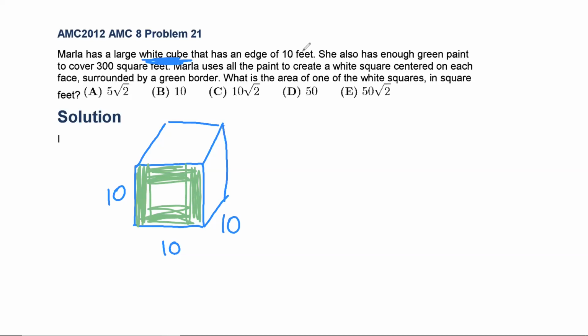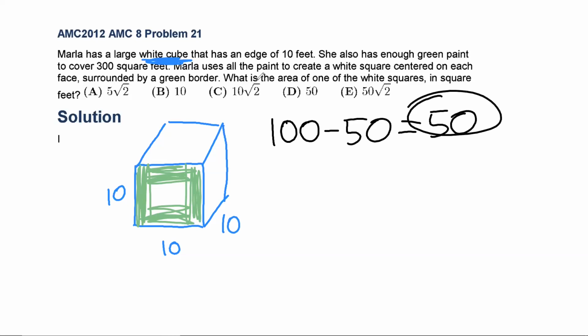Okay, so each face of this cube has an area of 10 times 10 equals 100. And basically to find the area of the white in the middle, you just have to subtract the green. So there's 300 square feet of green paint, but she's doing this on all 6 faces, which means that on each face she's going to use 300 divided by 6, which is equal to 50 square feet of green paint, which means left over there's going to be 50 square feet of white square, which is D.